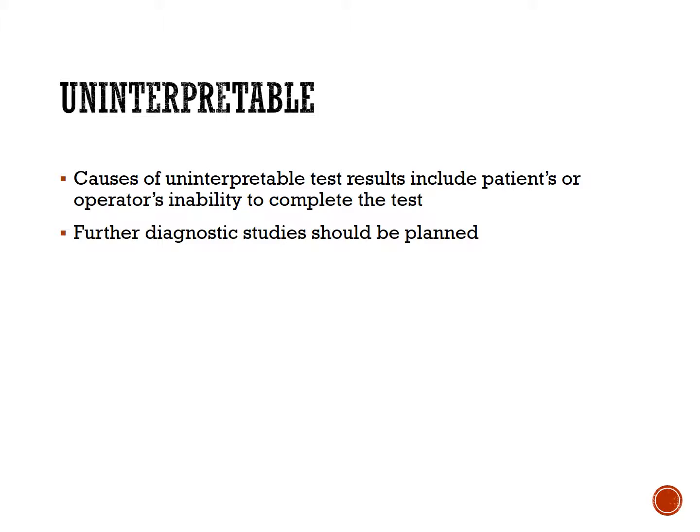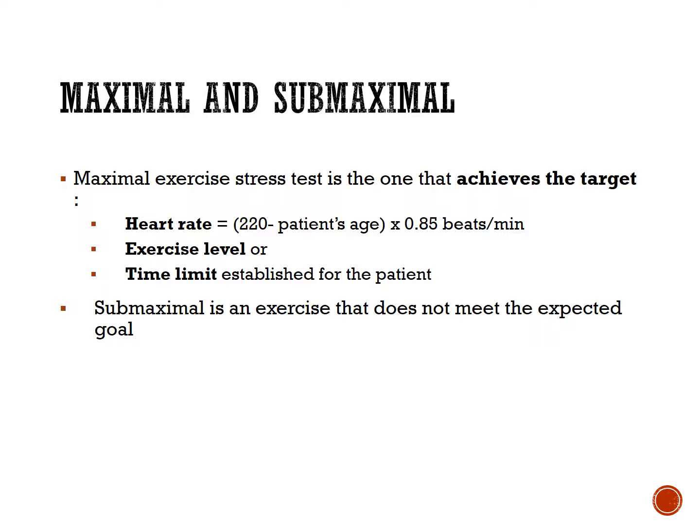And for the uninterpretable, it is usually because of the patient's or operator's inability to complete the test, so further diagnostic studies should be planned. For the maximal and submaximal, maximal is when the test achieves the target, such as the target heart rate, the exercise level, and the time limit. But for the submaximal, we do not achieve the target or the expected goal.